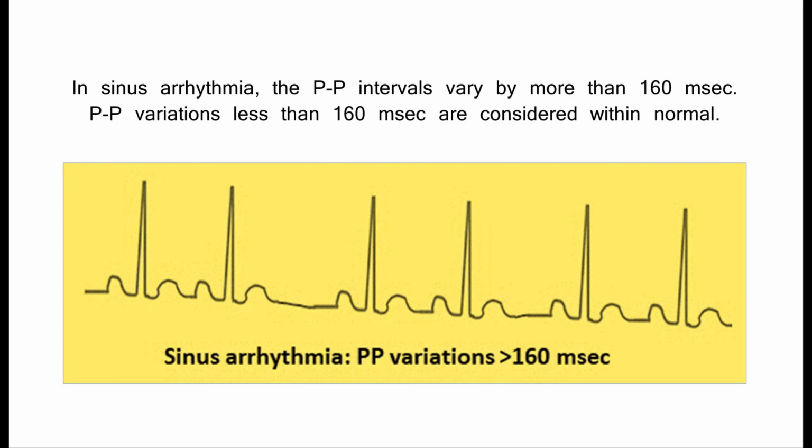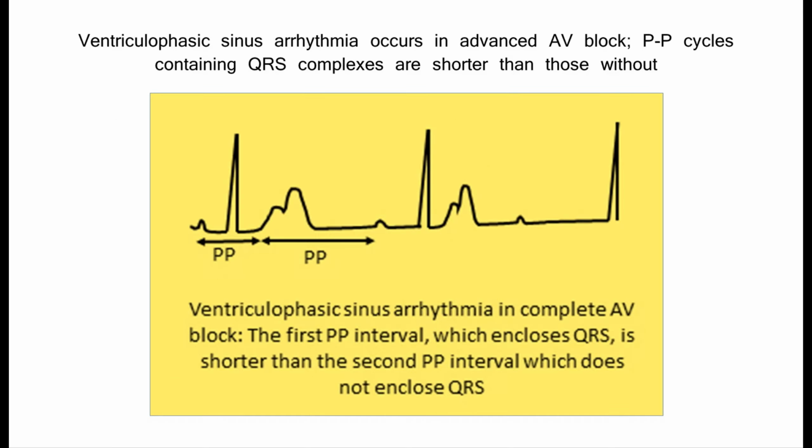In sinus arrhythmia, the PP intervals vary by more than 160 millisecond. PP variations less than 160 millisecond are considered within normal. Ventriculophasic sinus arrhythmia occurs in advanced AV block, PP cycles containing QRS complexes are shorter than those without.